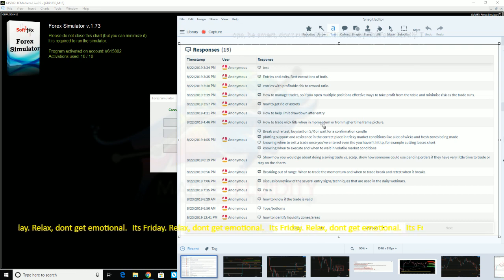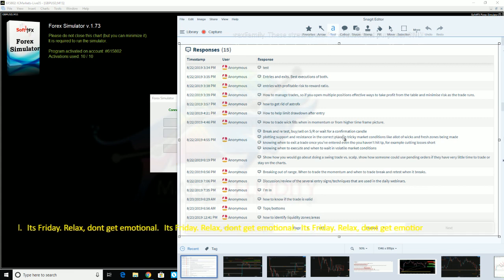How to trade wick fills when in momentum from a high time frame picture. There's a long webinar on this topic, how to trade wick fills when in momentum. There are 4 webinars on this. Okay, break, retest, buy, sell. We're going to go over this as well in the simulation.